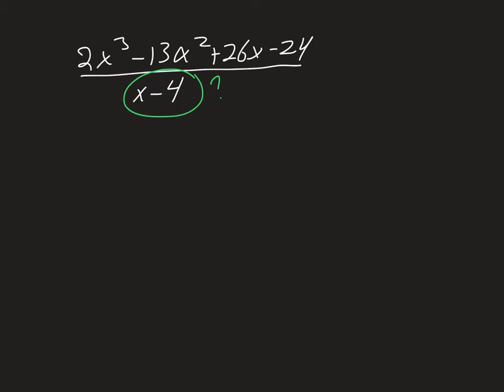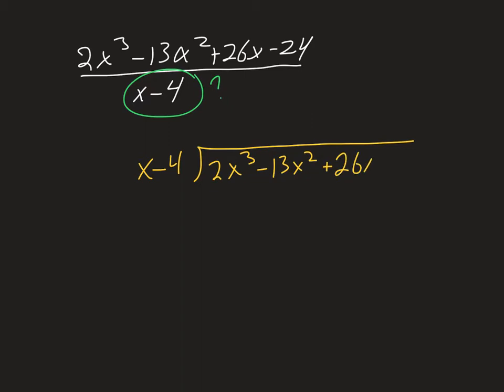What we'll do is set it up just like we would for a long division problem. So we'll take x minus 4 and divide that into 2x cubed minus 13x squared plus 26x minus 24. And it's very important that we have each descending power of x in here. If there's one that's missing, go ahead and put in a 0x. It stands as a placeholder, just like the zero in 909. That 0 has meaning. It's holding a place. So here's what we're going to do.